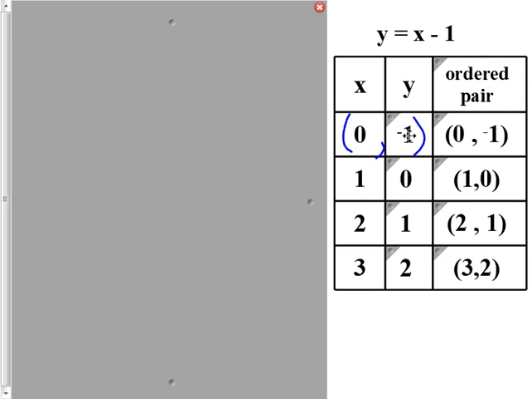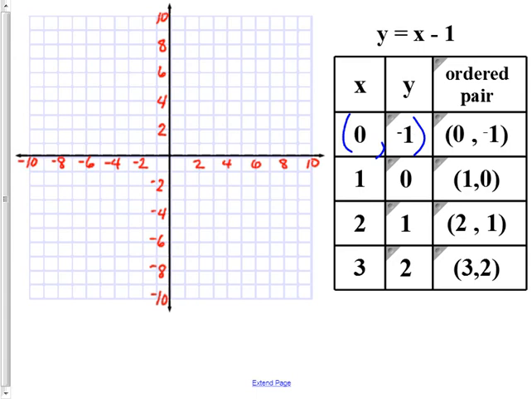Now I can take that, and you guessed it, I am going to graph that. So if I go to graph that, 0, negative 1 is here. 1, 0 is here. 2, 1 is here. And 3, 2 is here. And I could draw a line that connects all of those points.